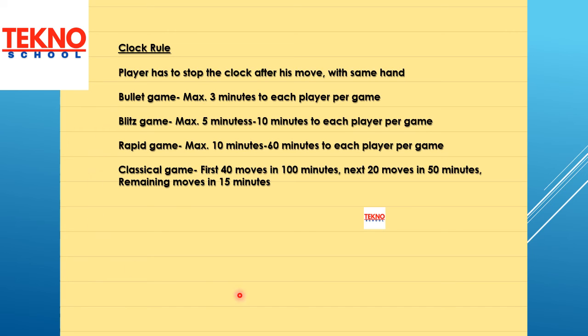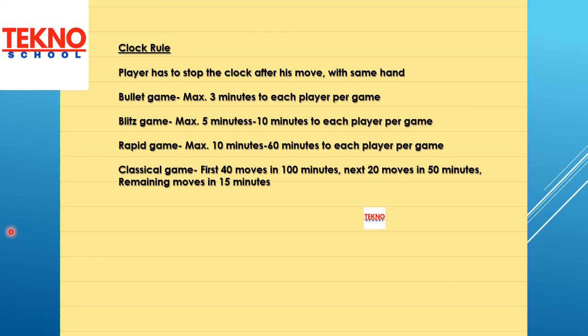Clock rule. Players have to stop the clock after their move with the same hand. There are 3 types of game based on timing. Bullet game. Maximum 3 minutes to each player per game. Blitz game. Maximum 5 minutes up to 10 minutes to each player per game. Rapid game. Maximum 10 minutes up to 60 minutes to each player per game.